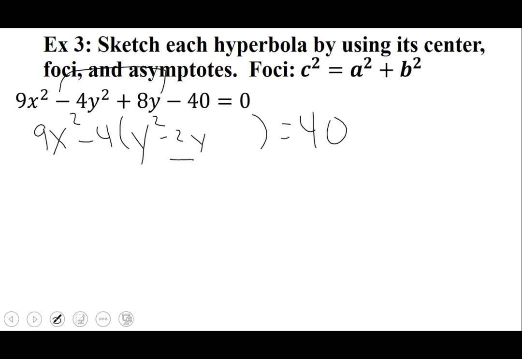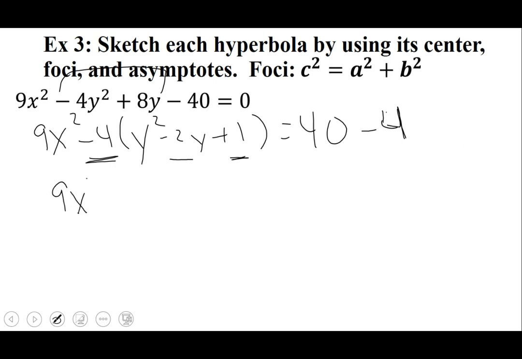Then half of negative 2 squared is negative 1 squared is 1, so plus 1. But again, because of this negative 4 on the outside, you didn't really add 1. You actually subtracted 4, which means you need to make sure that you subtract 4 on the right-hand side as well. This is kind of the number one place where people go wrong because they forget about the negative in front. So try not to do that.